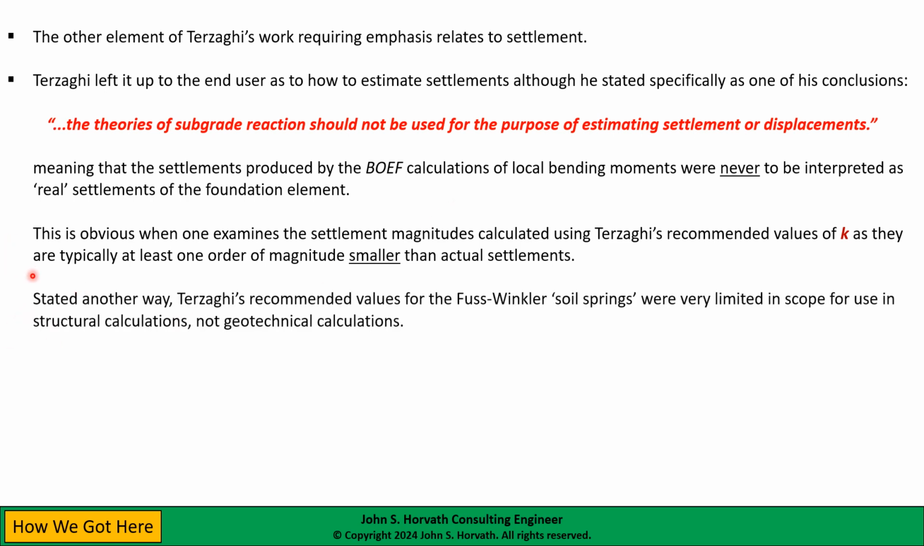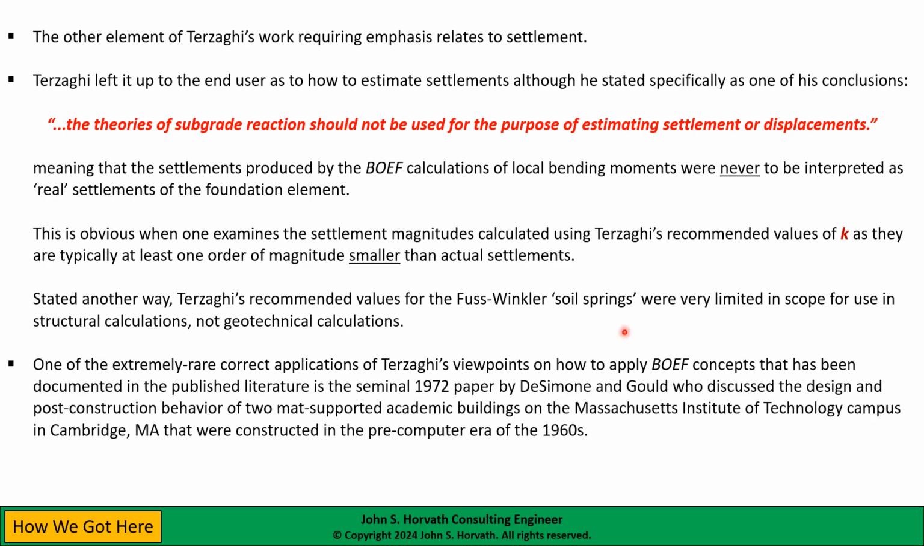So stated another way, Terzaghi's recommended value for the Fuss-Winkler soil springs, which I continue to see people quote and use in the present in structural analyses, were very limited in scope for use in structural calculations for local bending moments, not geotechnical calculations. They were not an all-purpose one-size-fits-all K value.